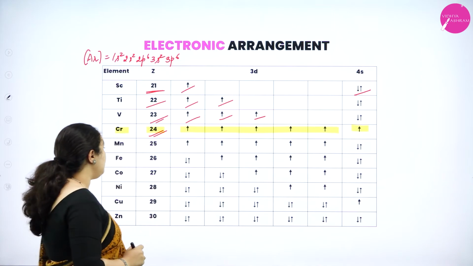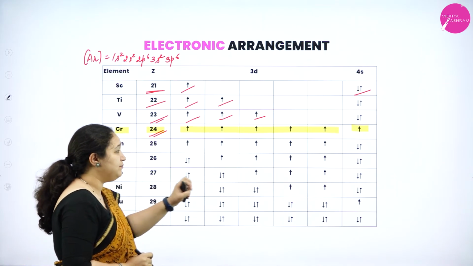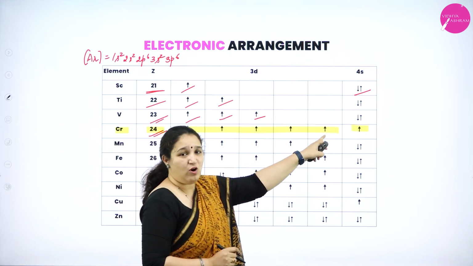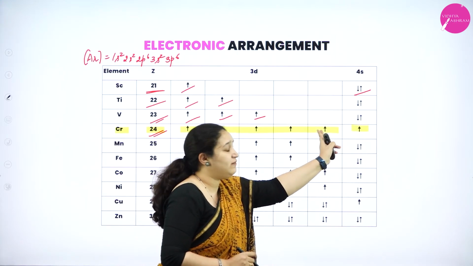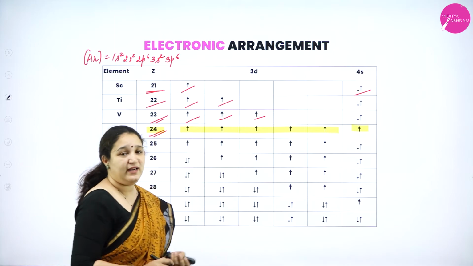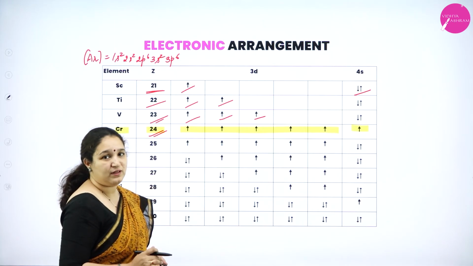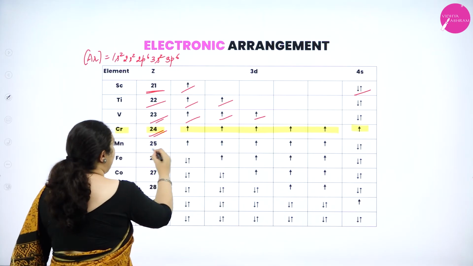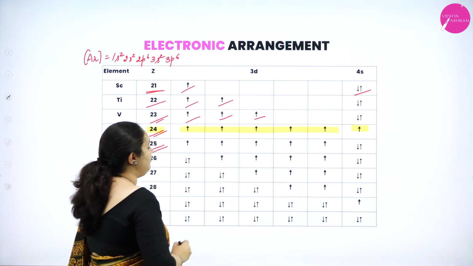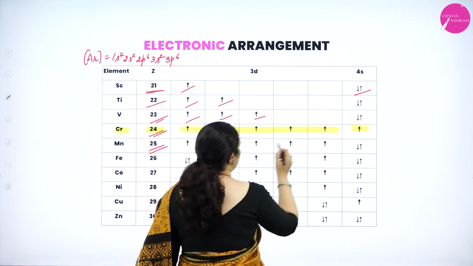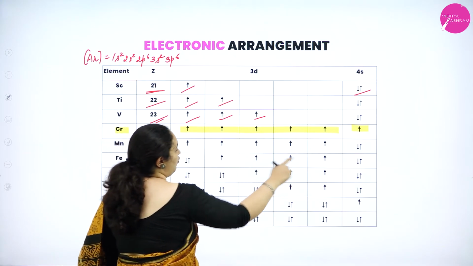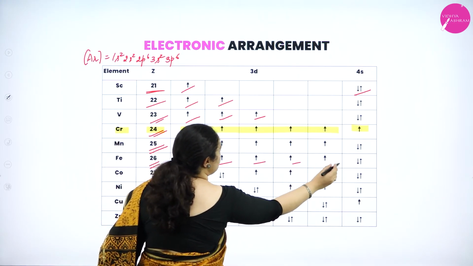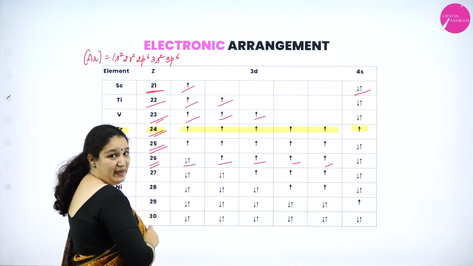Why is it like this? Because if one more electron gets here, it will get stability. That's why one electron from the s orbital has jumped here to fill 3d5, half filled. Next we have manganese, atomic number 25, that is argon 4s2, 3d5, iron 26, 4s2, 3d6, you can see here 5, and one more, 6, started pairing up.